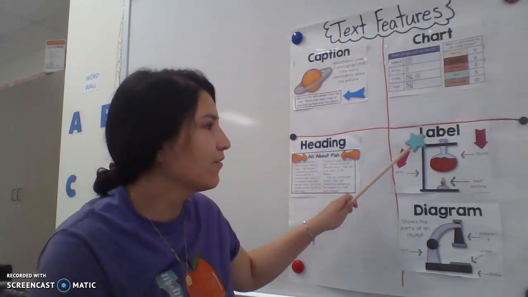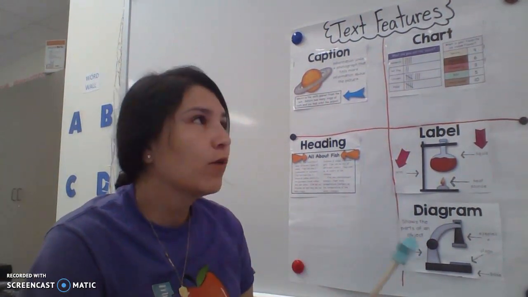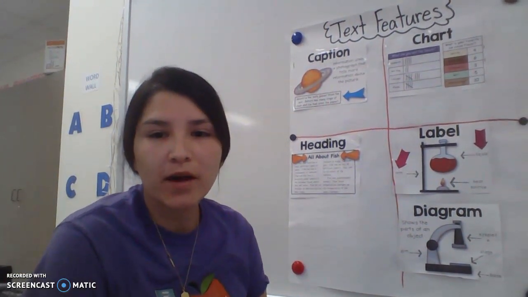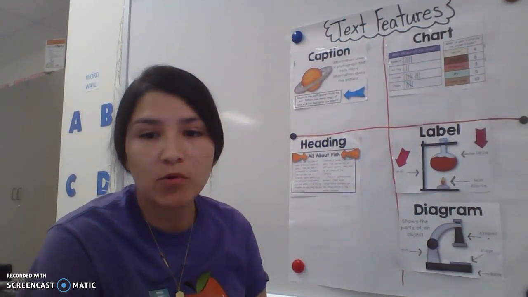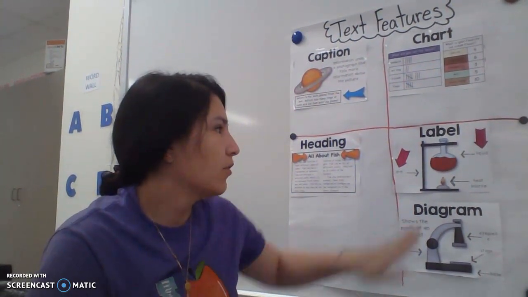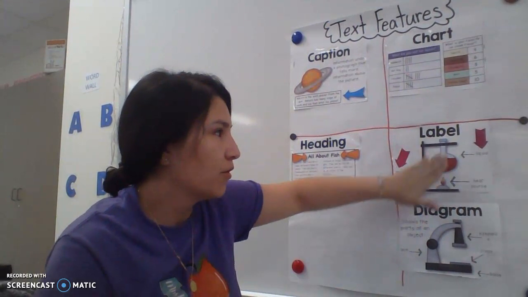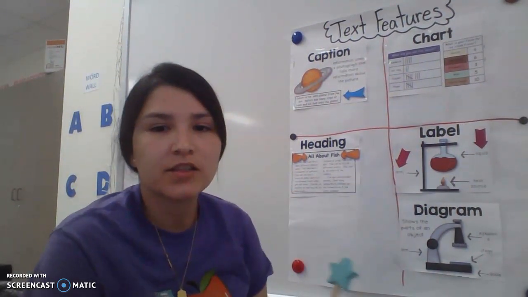All right, now time for the label and diagram. Okay, what is a label? A label names what specific parts of a diagram or image are. Okay, so here is a picture, an image, all right? Right here. So what is a diagram?